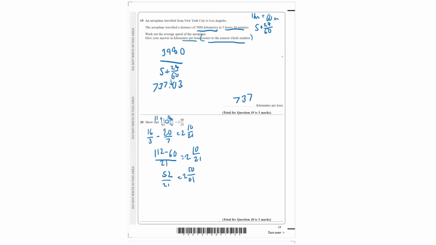And we have to find the first multiple of 21 before 52. I can see that the first multiple before 52 is 42. And 42 divided by 21 is equal to 2. So I can simply write here 2 over 21. And 52 minus 42 is simply 10. Is equal to 10 over 21.